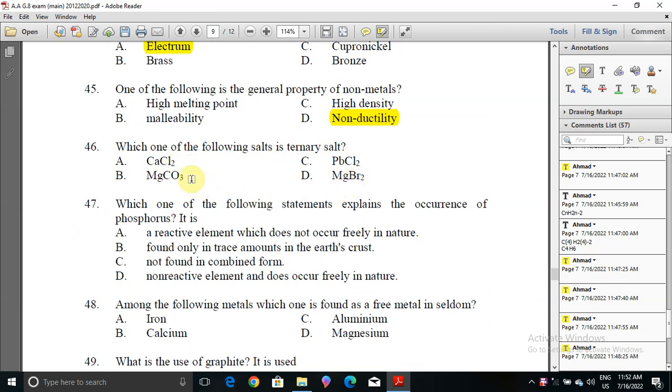So the correct answer is magnesium carbonate. If you see also here what's written, 3, and it says ternary salt. Okay.